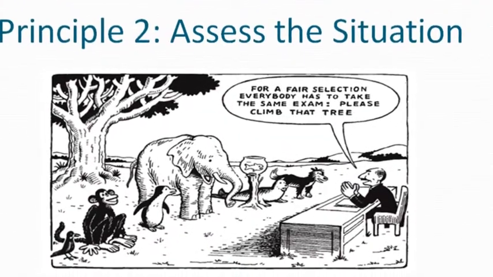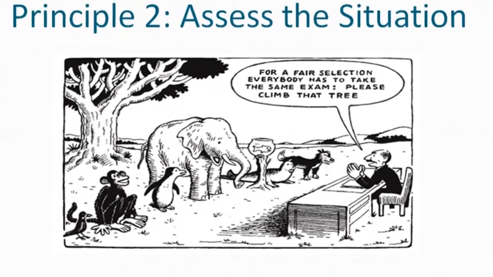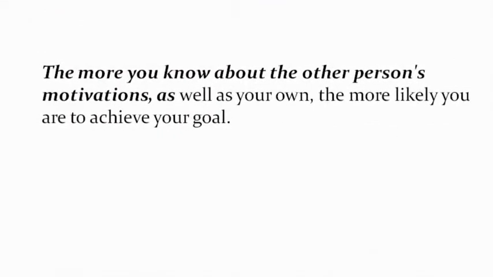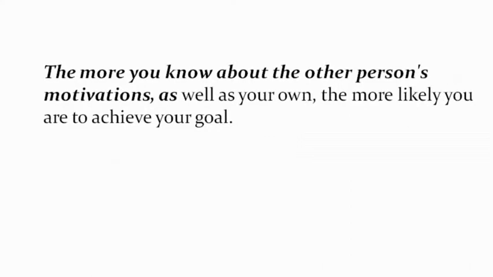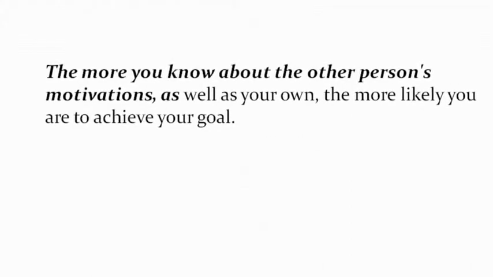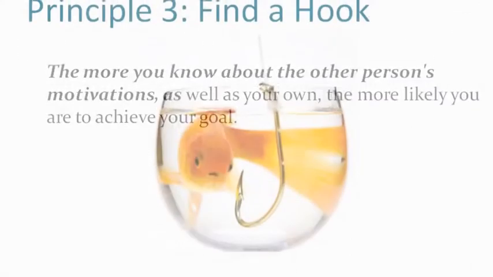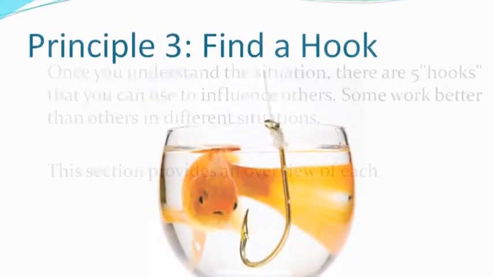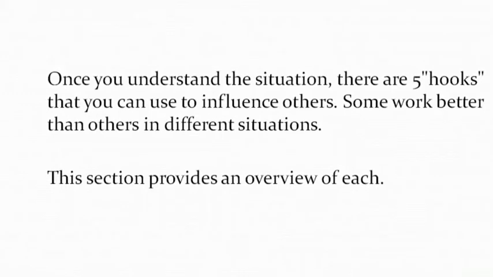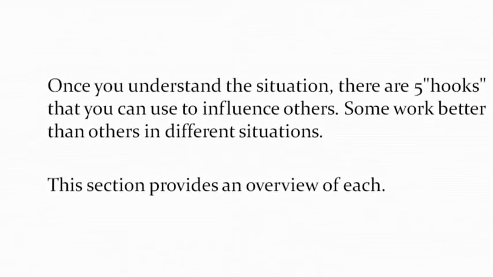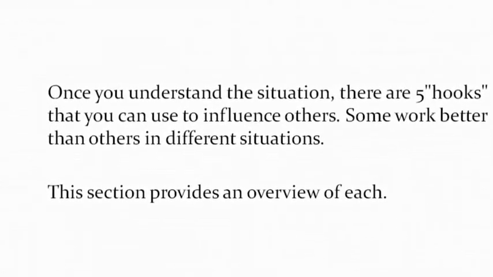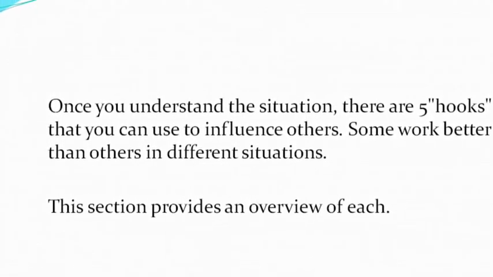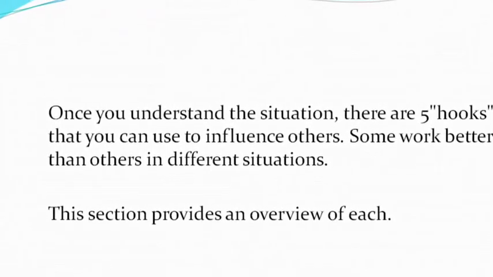Principle 2. Assess the situation. The more you know about the other person's motivations, as well as your own, the more likely you are to achieve your goal. Principle 3. Find a hook. Once you understand the situation, there are 5 hooks that you can use to influence others. Some work better than others in different situations. This section provides an overview of each.